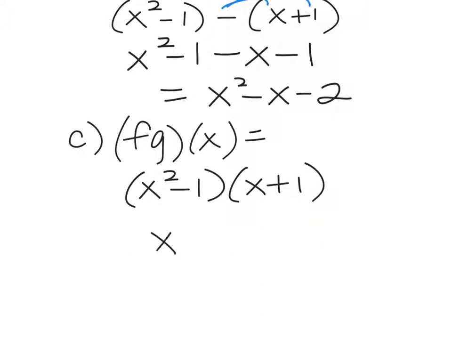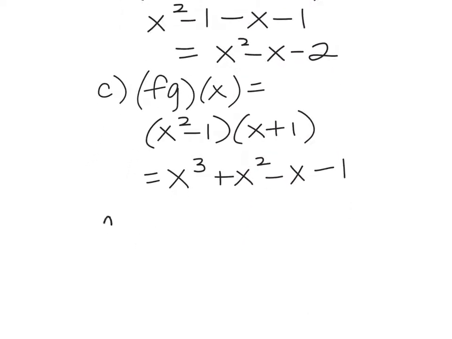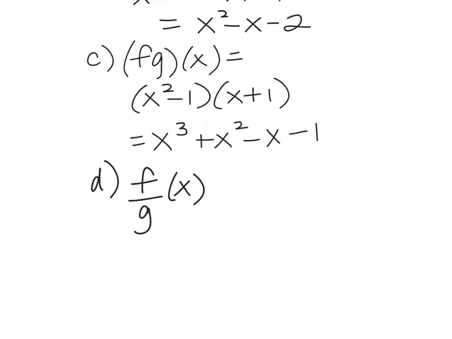So here we go. X squared times x is x cubed. Outside gives me x squared. Inside is negative x. And then my last term is negative 1. There you go. We don't have to simplify because nobody goes together. There's no like terms. Then finally the last one of these is to take f divided by g of x. This one is sometimes the easiest and sometimes the hardest one.